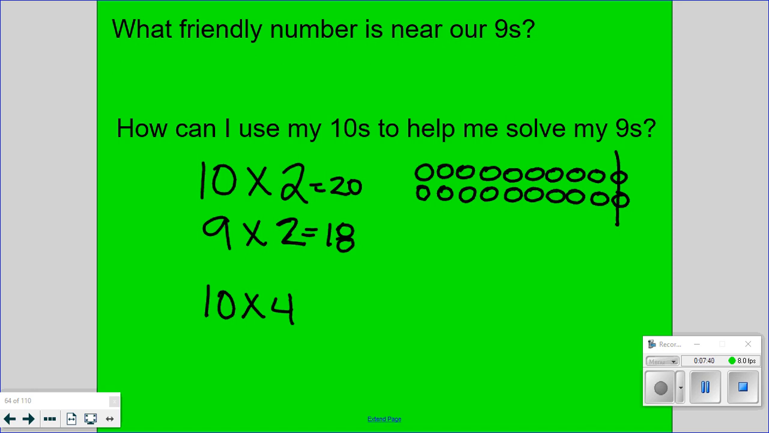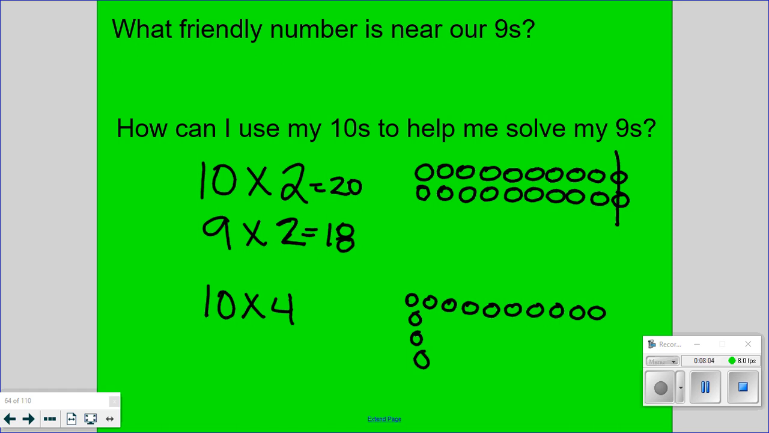If I wanted to do 10 groups of 4, we could do a fast array. 1, 2, 3, 4. 4 groups. 1, 2, 3, 4, 5, 6, 7, 8, 9, 10. There's my 4 groups of 10. Or 10 groups of 4.